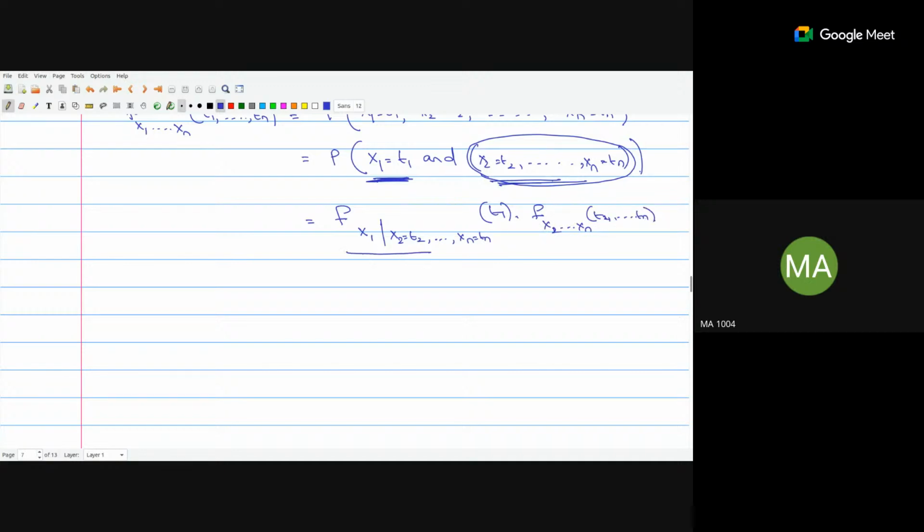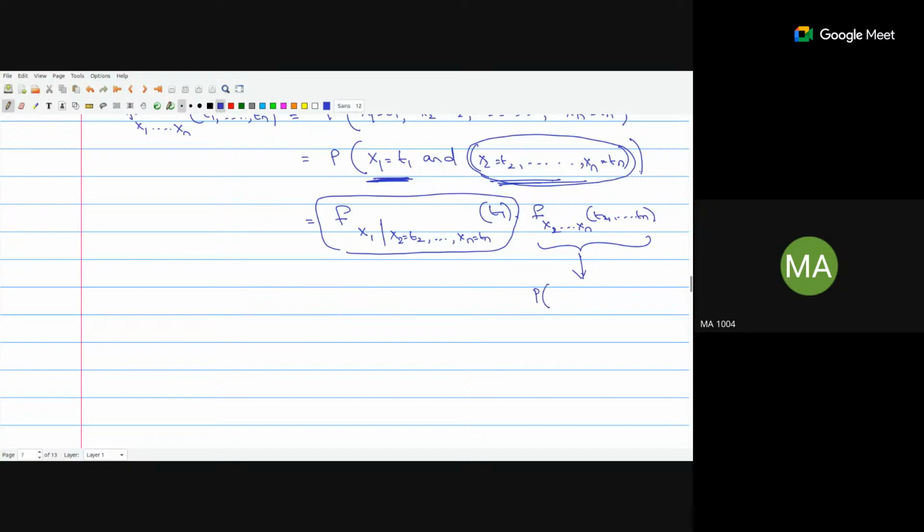Okay. So this is the conditional. So let's keep it aside. Now this has become the joint. Again I can factorize this joint as product of marginal into conditional.